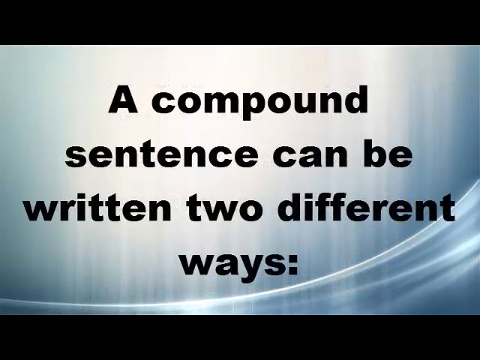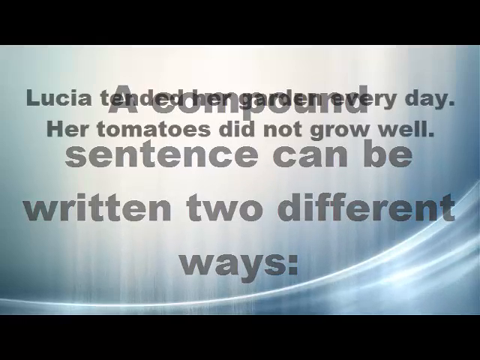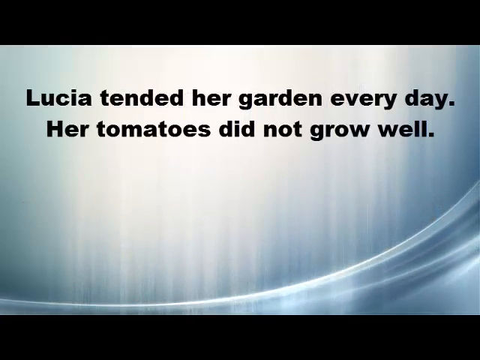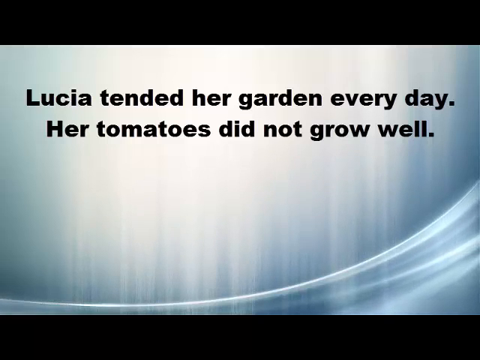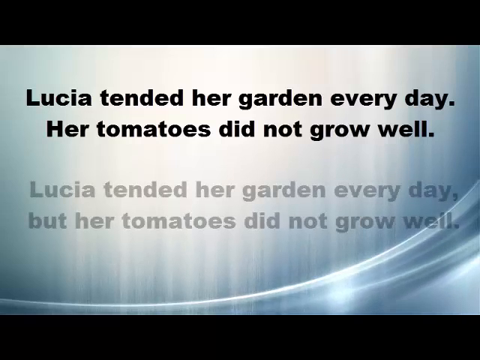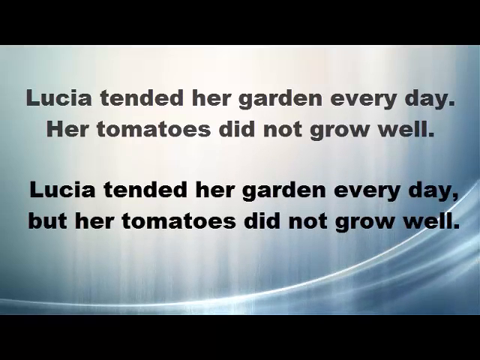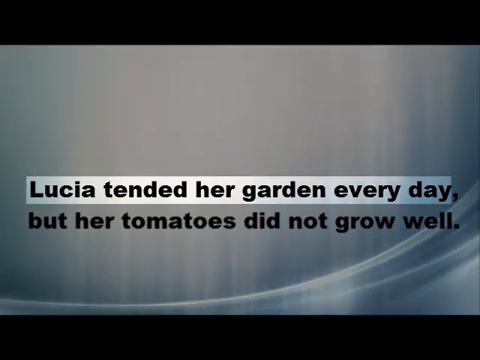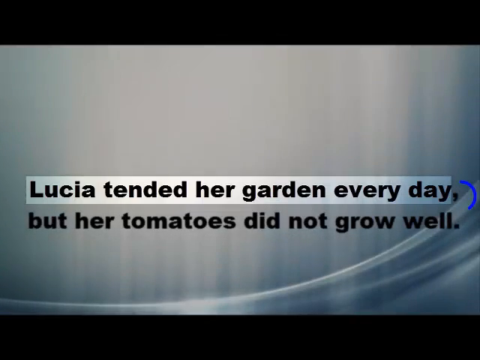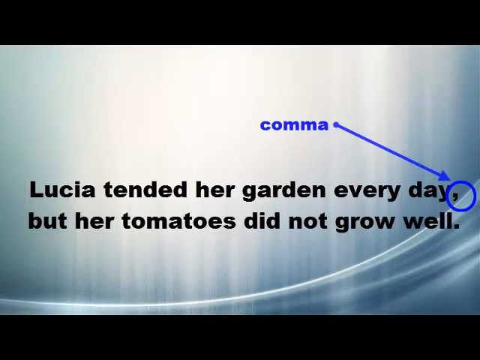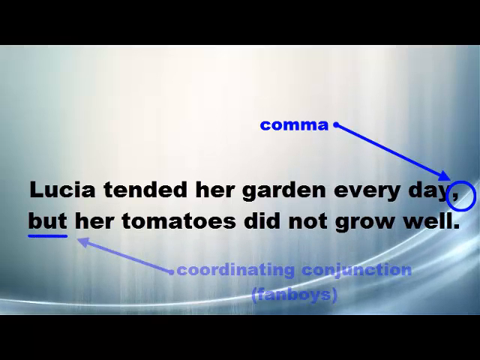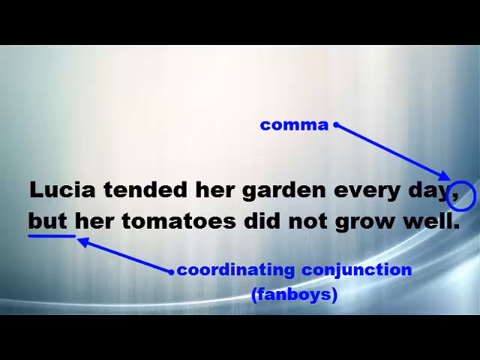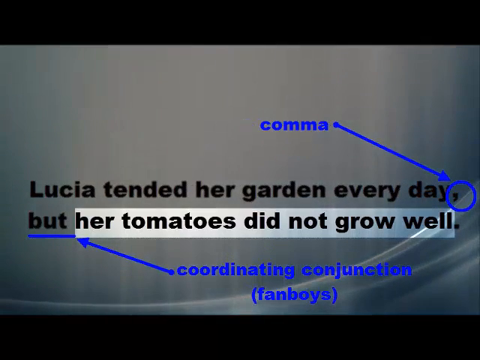A compound sentence can be written two different ways. Lucia tended her garden every day. Tomatoes did not grow well. Here we have two simple sentences that can be joined together with a coordinating conjunction. Lucia tended her garden every day, but her tomatoes did not grow well. Here we have an independent clause followed by a comma, a coordinating conjunction, and another independent clause.